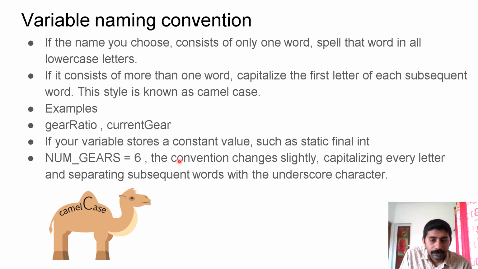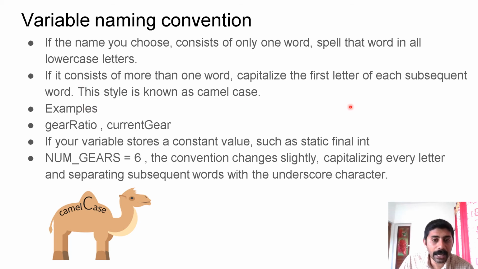In the previous slide, we mentioned the rules. Now I am telling the convention. A convention is something which is recommended. If the name you choose consists of only one word, spell that word in lowercase letters. If it consists of more than one word, capitalize the first letter of each subsequent word. First word, keep it in lowercase letters. For the second word onwards, capitalize the first letter.